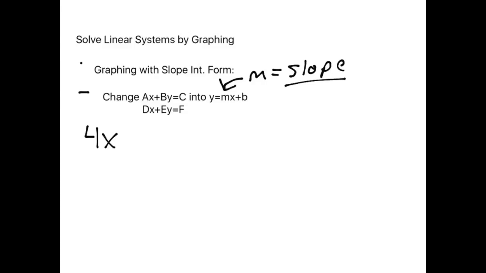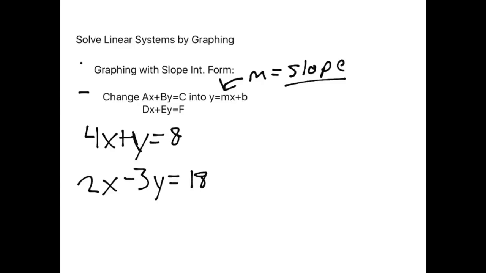So 4x plus y equals 8, and 2x minus 3y equals 18. We want to change it into y equals mx plus b. Currently, it's in the ax plus by equals c form. So you subtract the 4x from both sides in order to get y by itself.